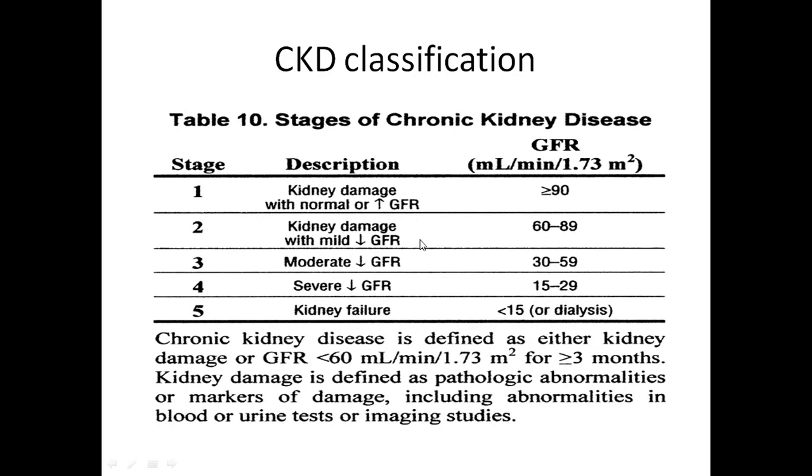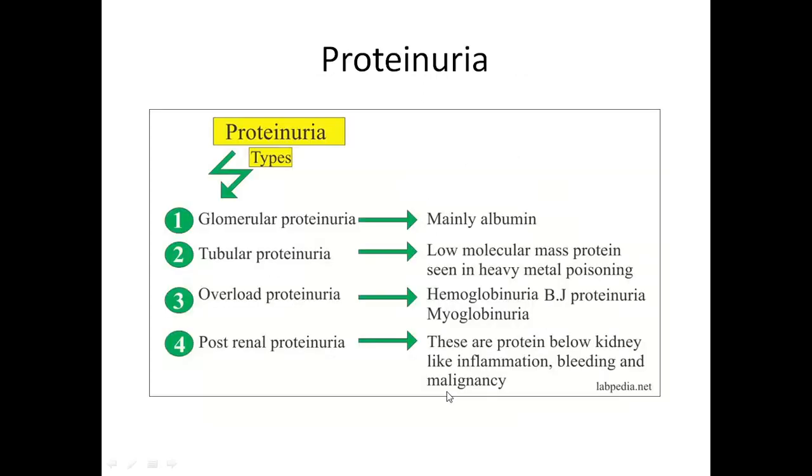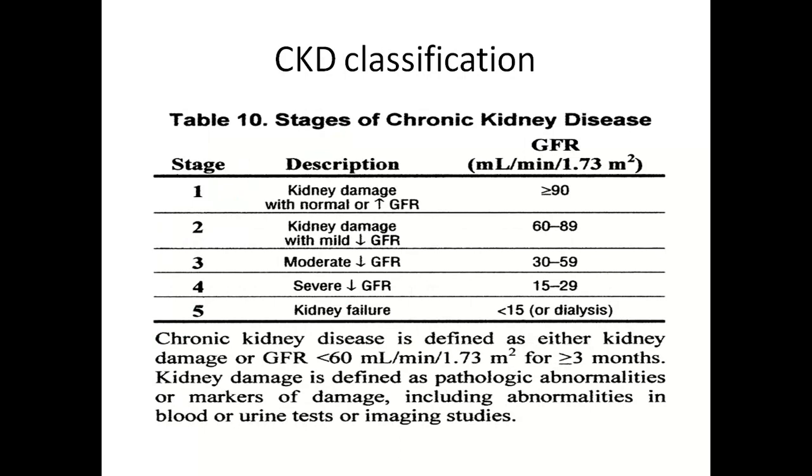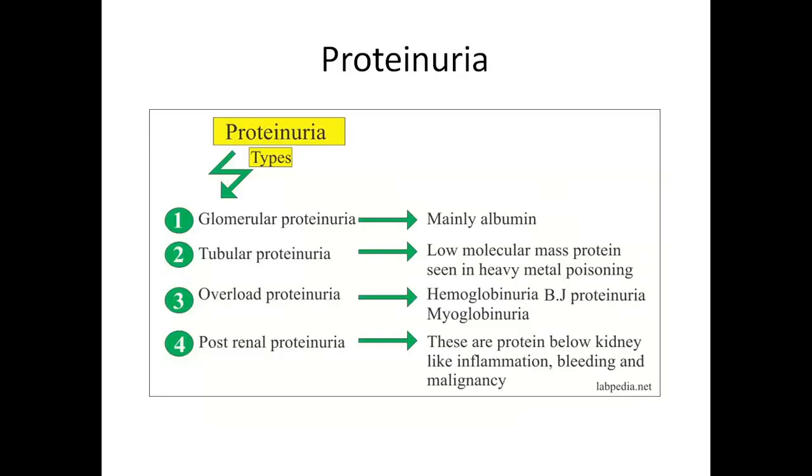So that is a classification of the CKD based on the GFR. That is the first and most important test for assessing renal function, mainly glomerular function. Second, for measuring glomerular structural integrity, it is proteinuria, the measurement of protein in the urine. Normally protein is absent in the urine, but if the renal glomeruli are damaged, then protein can be filtered from the glomeruli and excreted in the urine.